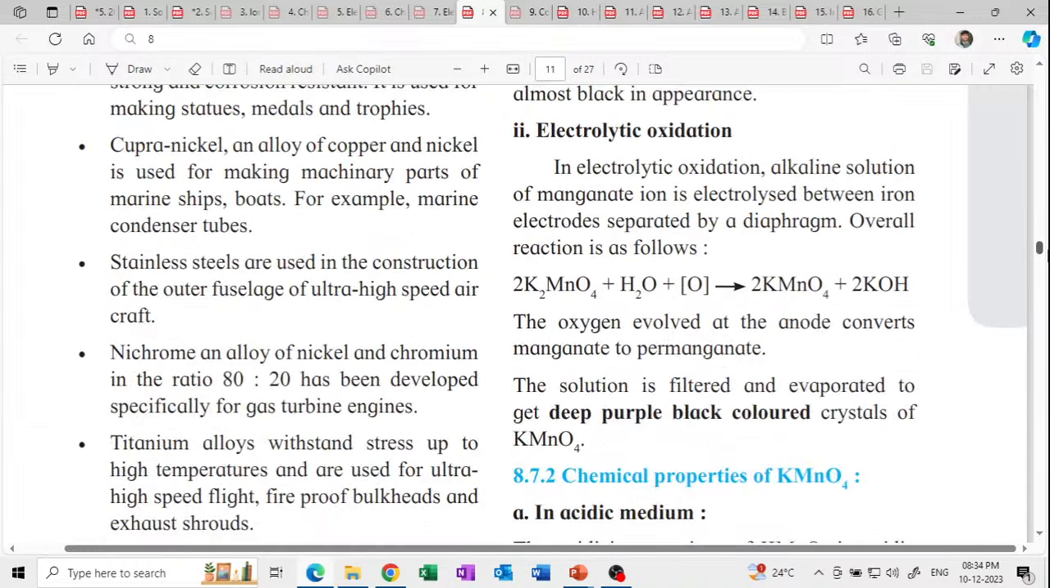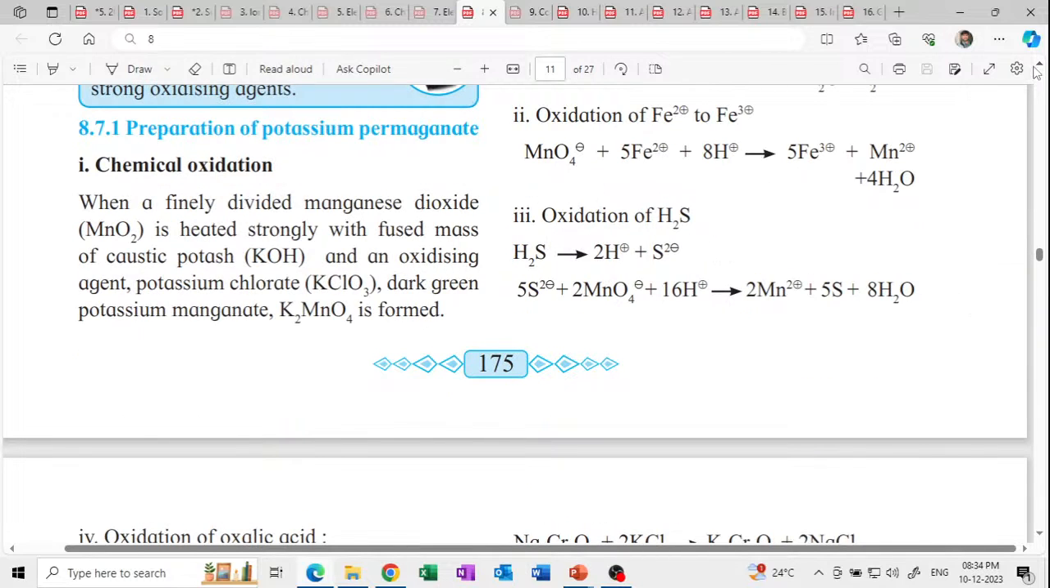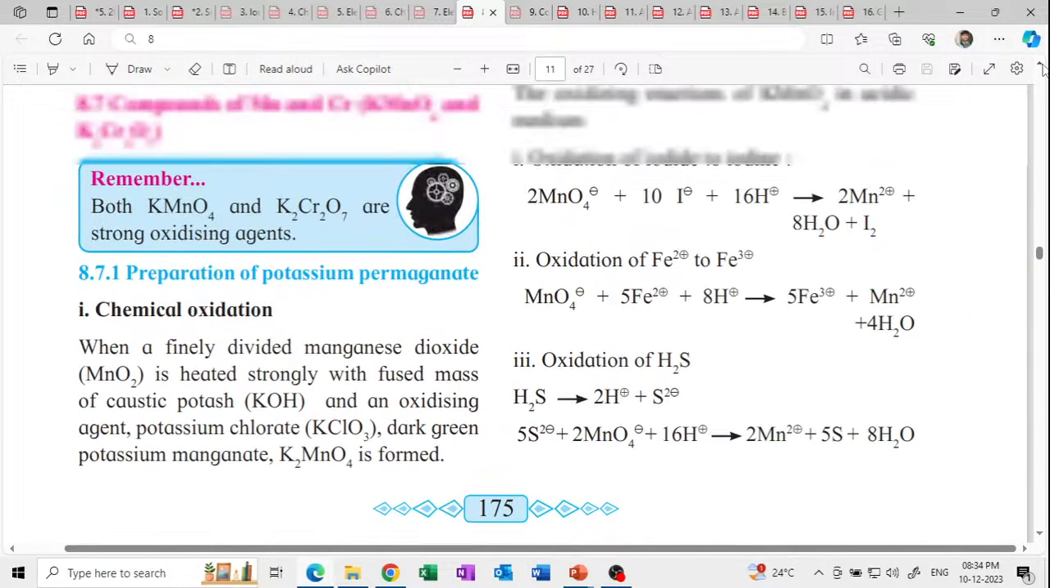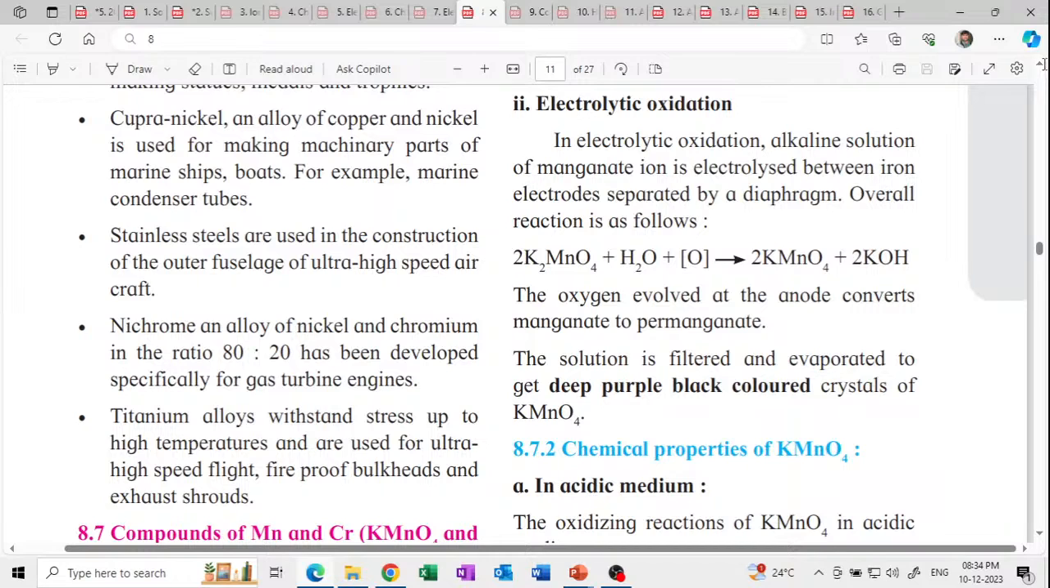Yes, this is nichrome. Nichrome is an alloy of nickel and chromium in the ratio 80-20. So this is important. And remember the others too: cupro-nickel and their uses.